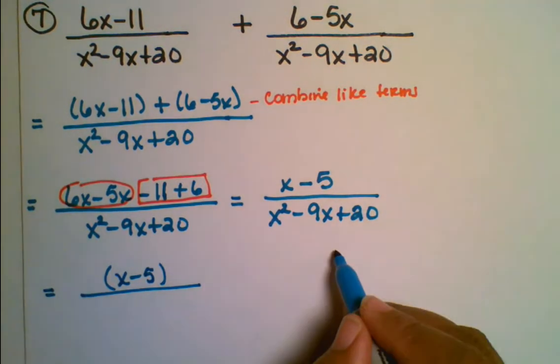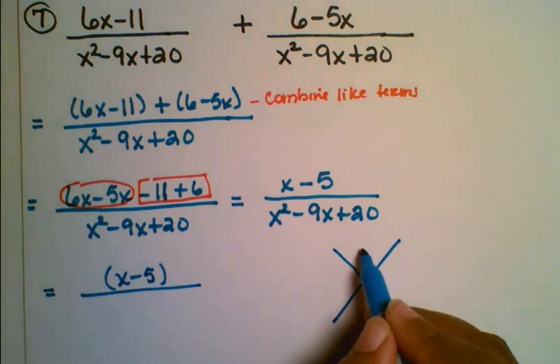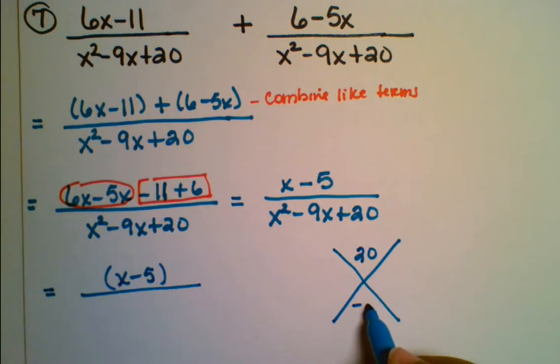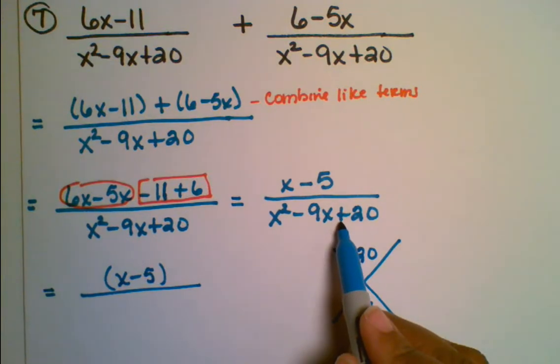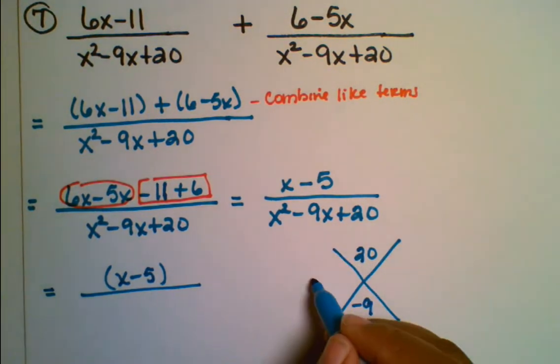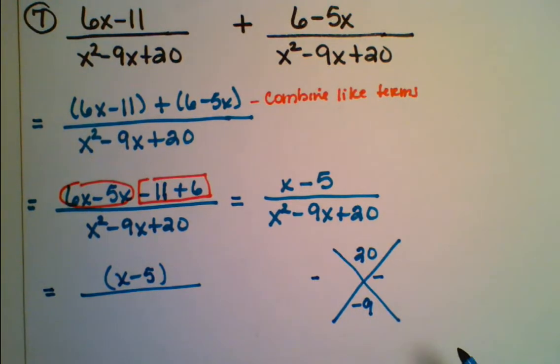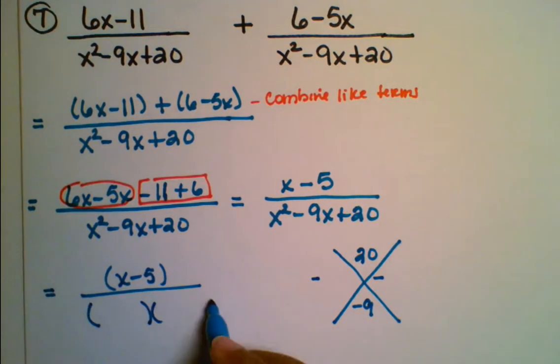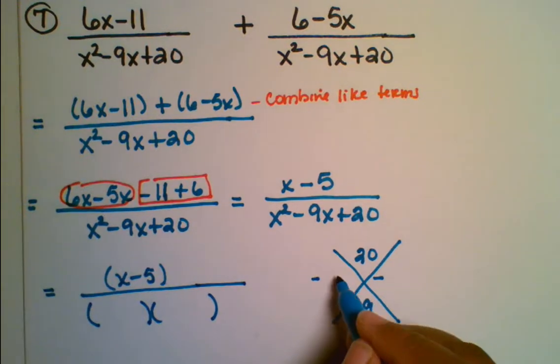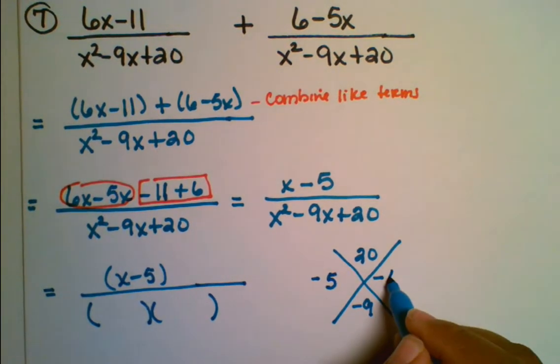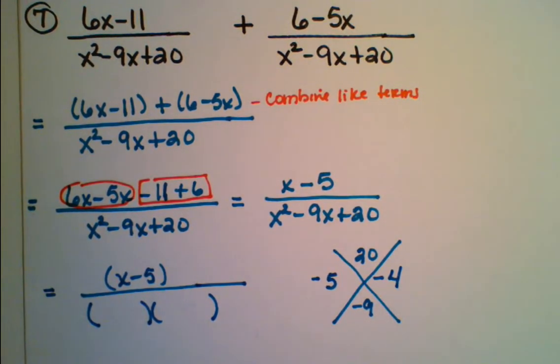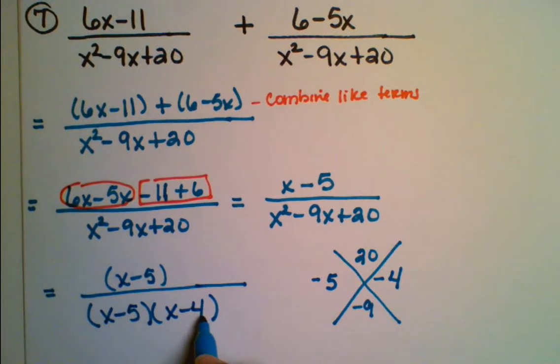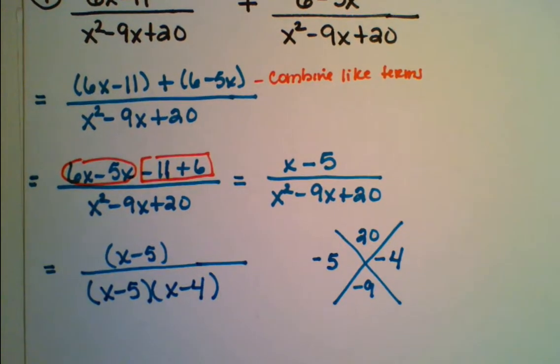But for our denominator, what are factors of 20 that when we add those factors, we have negative 9? Now keep in mind our sign of the last term is positive, so we're going to have the same signs, same negatives. So we're going to use 4 and 5 or 5 and 4. We have x minus 5 times x minus 4. That's our binomial.